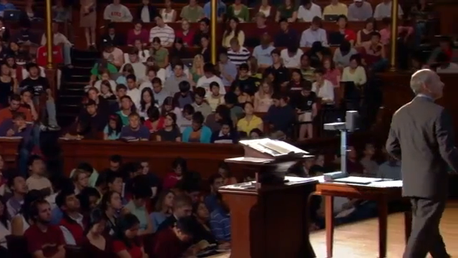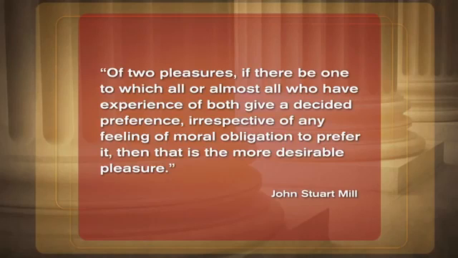And here, in chapter 2, we see the passage where Mill makes the point that John just described. Of two pleasures, if there be one to which all or almost all who have experience of both give a decided preference, irrespective of any feeling of moral obligation to prefer it, in other words, no outside, no independent standard, then that is the more desirable pleasure.